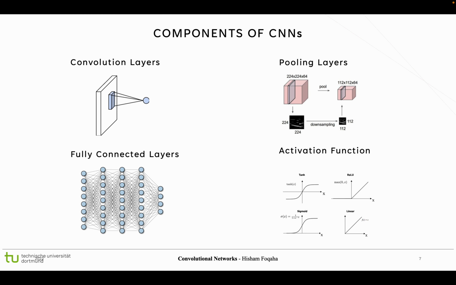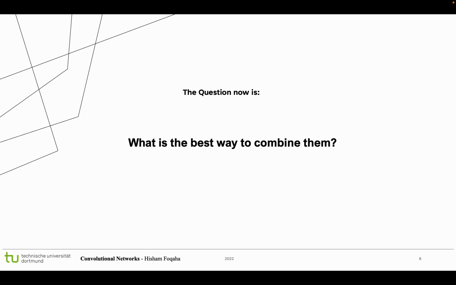So what are the components of a convolutional neural network? We have the convolution layer, the pooling layer, the fully connected layer, and the activation function. But the question now is, what is the best way to combine these layers?